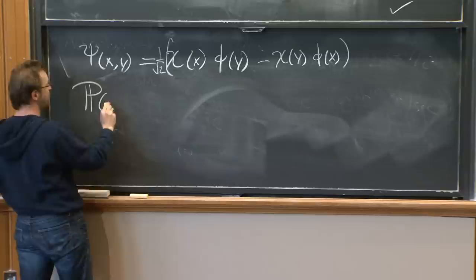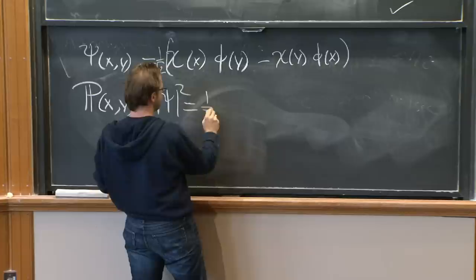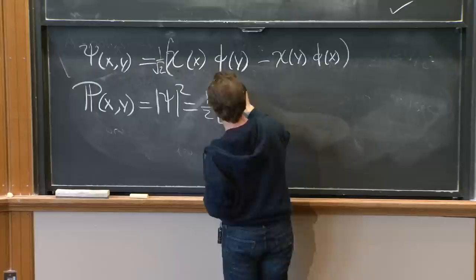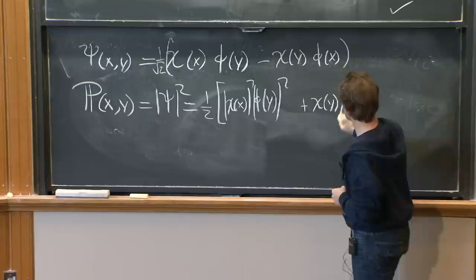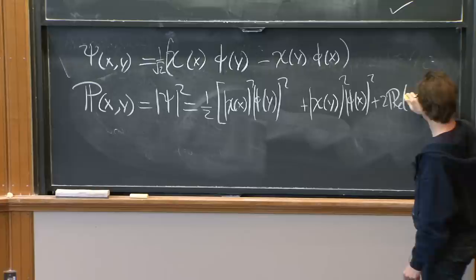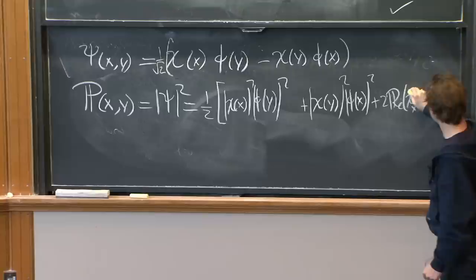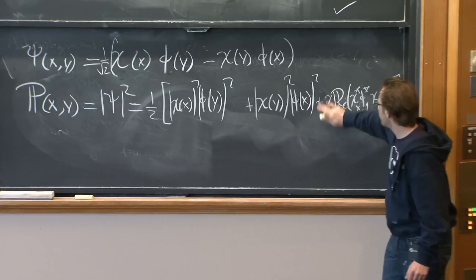If I ask what's the probability to find an electron at x and an electron at y, this is equal to the whole quantity norm squared, psi norm squared, which is equal to 1/2, and then there's a term where this gets norm squared, this norm squared, and then two cross terms. So the first term gives us chi at x norm squared, phi at y norm squared. The second term gives us plus chi at y norm squared, phi at x norm squared, plus twice the real part of chi of x, phi of y, complex conjugate, chi of y, phi of x. Everyone agree? That's just the norm squared of everything. Oh, shoot, sorry, thank you, minus. Yes, importantly minus.